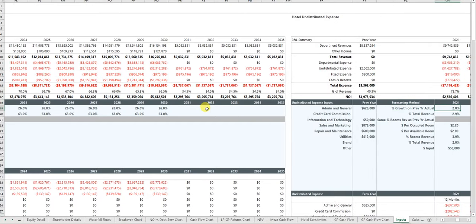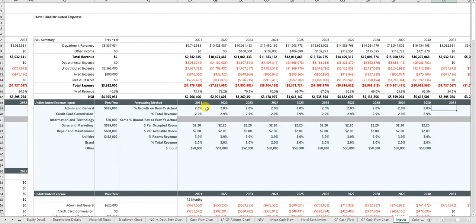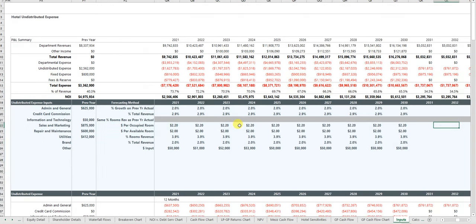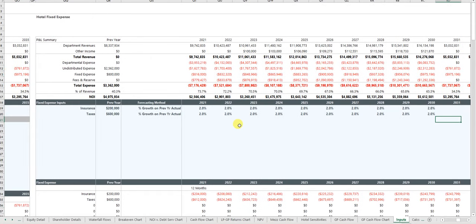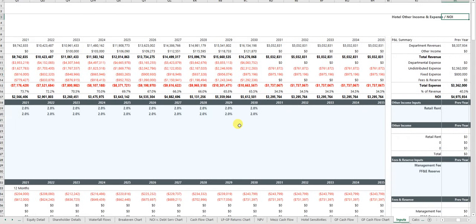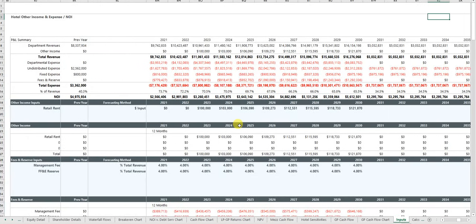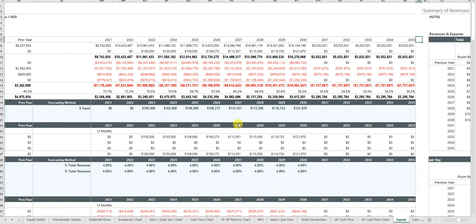You go on to the undistributed expenses. Here too we see a variety. Percent growth on previous year. The dollar input option here where you can actually just plug in whatever dollar amount you think it will be in each year. Percent of revenue and so forth. And the remaining sections for fixed expenses and other income, fees and reserves work similarly. And once you've done that, you're done with the operations.